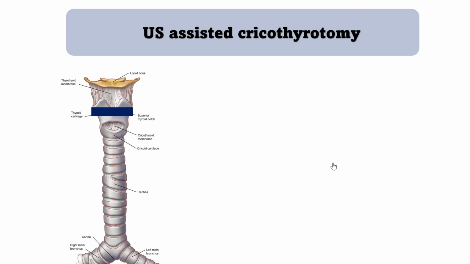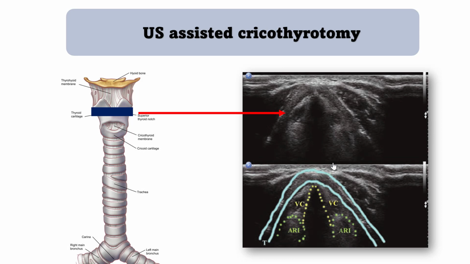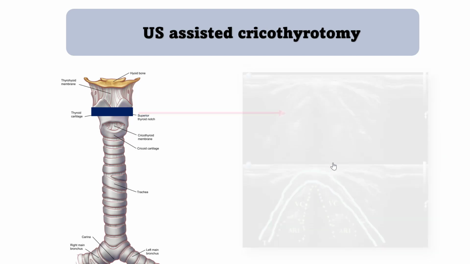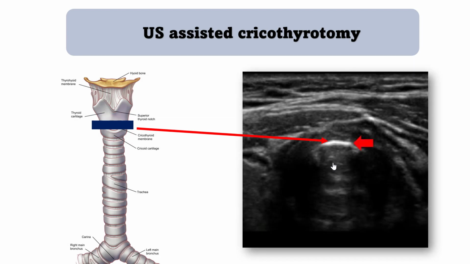Ultrasound-assisted cricothyrotomy, we can use ultrasound in performing cricothyrotomy or even tracheostomy. First, we will start scanning the thyroid cartilage. As you see here, this is the thyroid cartilage, and this is the vocal cords. Then we will sweep caudally. We can see here the cricothyroid membrane. This is an air mucosal interface, and there is no cartilages over this area.